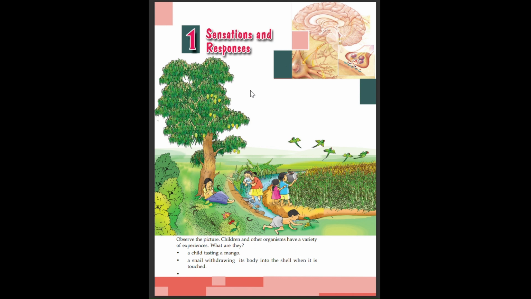Here they've given a picture to show us the different kinds of sensations. So observe the picture. There are many different kinds of organisms and human beings, that is children mainly. What are they doing? There's a child sitting under a mango tree, eating mangoes. And there's one more child who is touching the body of the snail, and the snail is withdrawing its body into the shell. So what's happening here?